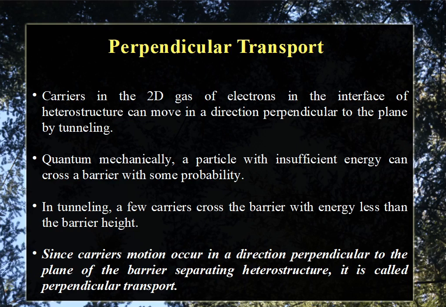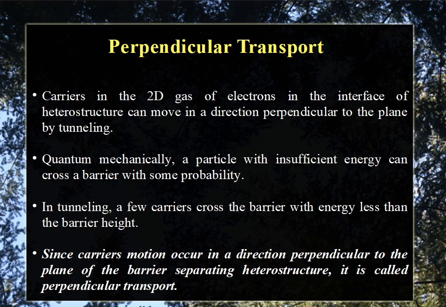So carriers in the 2D gas of electrons at the interface of a heterostructure can move in a direction perpendicular to the plane. That is tunneling. That means some electrons trapped in the quantum well can jump over the barrier, perpendicular to the interfacial plane. Quantum mechanically, a particle with insufficient energy can also cross the barrier. Not all the electrons, very few electrons, can tunnel through the barrier. If the barrier thickness is very thin, more and more electrons can cross the barrier.